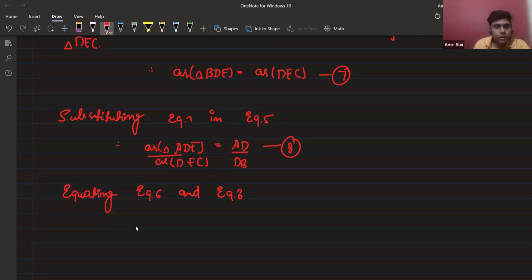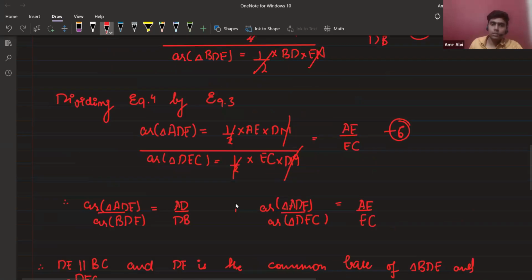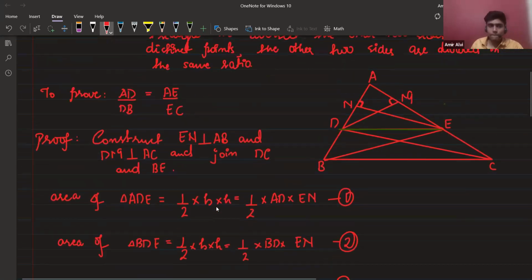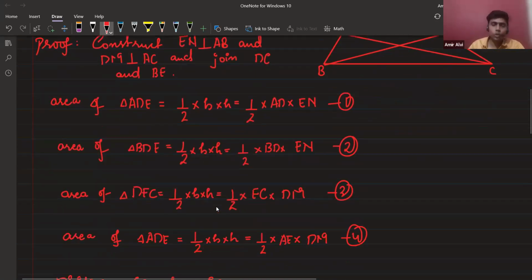From this you can say that AD by DB is equals to AE by EC. Hence proved. That's what we needed to prove, Adil. Yes. Okay, that's great. So that's how this theorem is proved. Okay, so copy this. Yes. It's a very important theorem, Adil. I'm continuously saying it's a very important theorem.